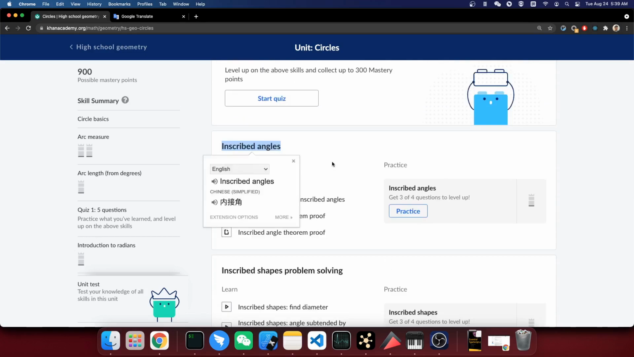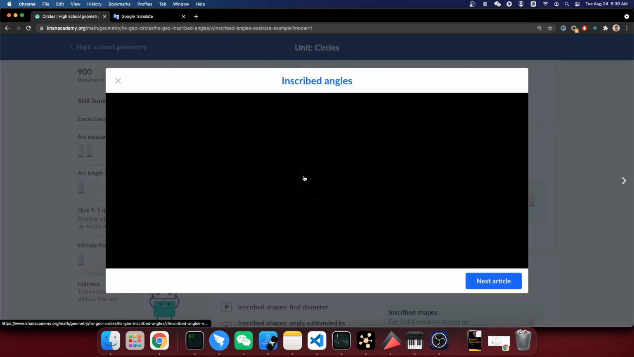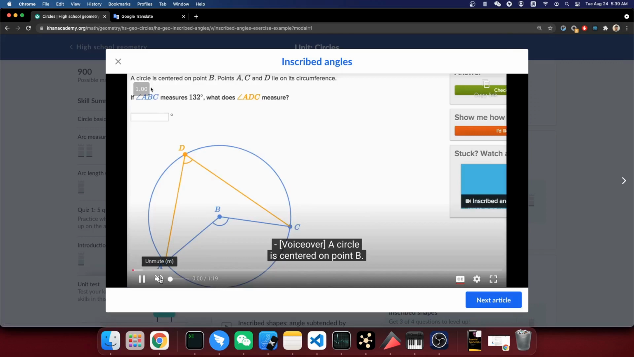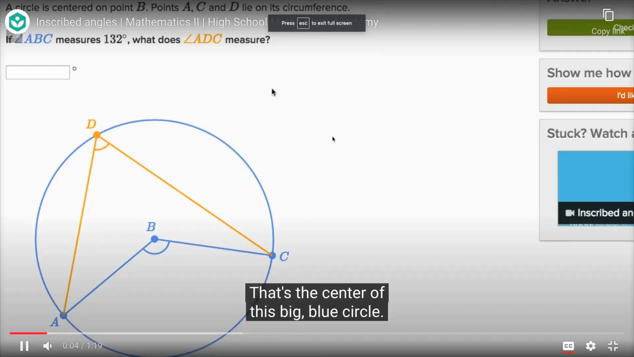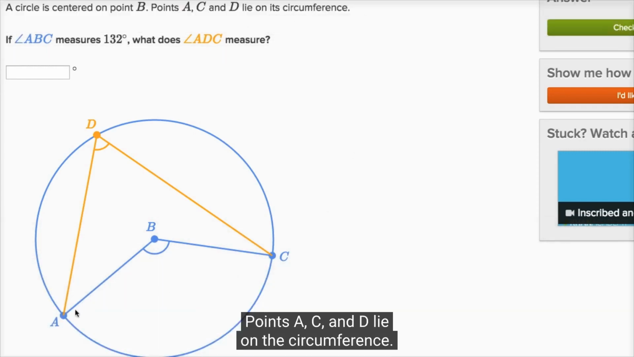Inscribed angles. It's quite a new concept, so we're getting into it. The circle is centered on point B. We see that right over there. That's the center of this big blue circle. Points A, C, and D lie on its circumference. We see that. Points A, C, and D lie on the circumference.